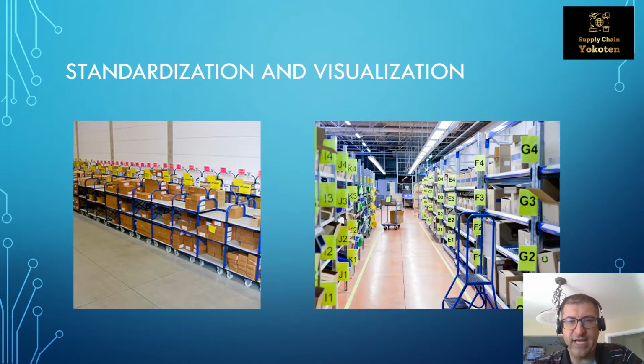We want standardization and visualization. Here's a couple of examples of, you see the standard, the carts and the product on them, and they're correctly labeled as far as what's on the carts. And on the right hand side you can see the bay numbers or the rack numbers. And so it's a standard process where we know where each product is.